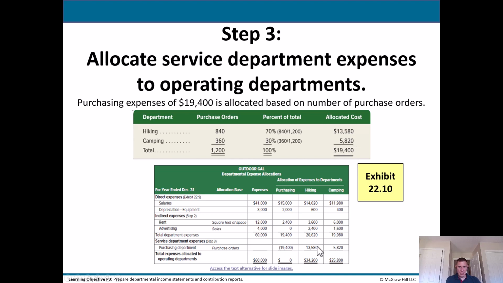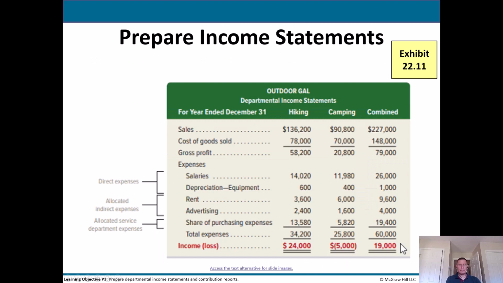And then here we kind of see everything we just did. We put everything together, and now we have our total expense allocations for the various departments, right? So we've got the purchasing department. Remember, this is the cost center. And then we've got our hiking and our camping departments. So the goal here is to try to equitably allocate the expenses based on whatever the allocation base may be that you've come up with.